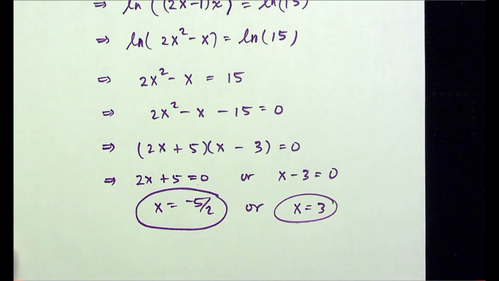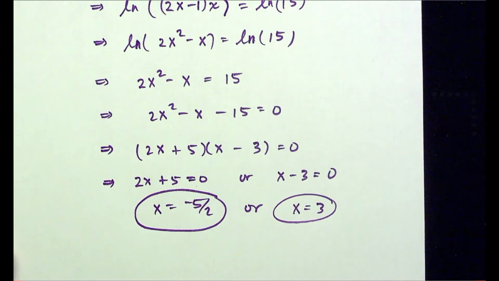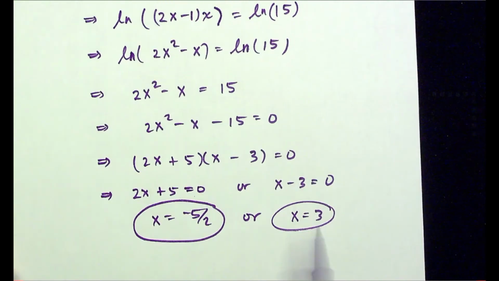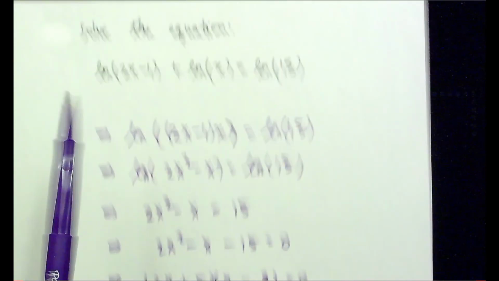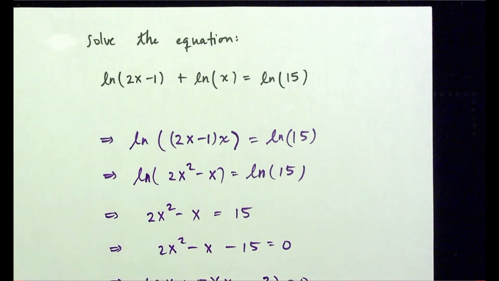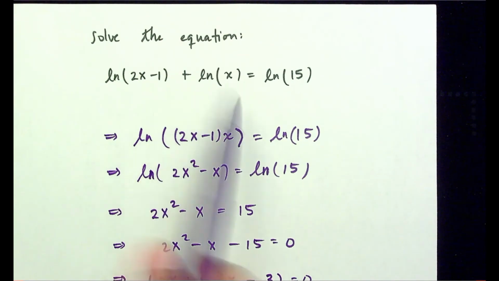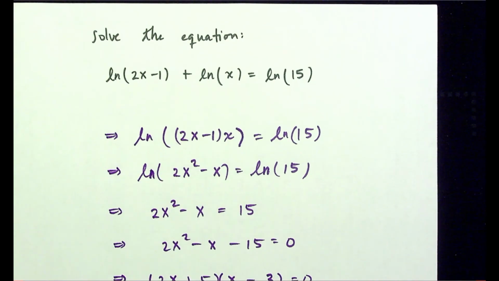Finally, remember that for logarithmic equations, you cannot just end it there. You have to check that they're part of the domain, meaning that when you plug them back in here, you do not get a negative inside the logarithm, because having a negative inside a logarithm would give you error. It's nonsense. It's not part of the domain. So just make sure that when you plug them in here, you don't get a negative number inside the logarithm.